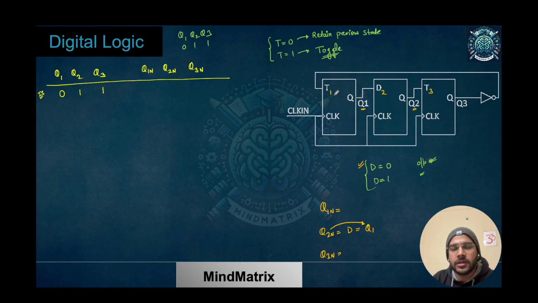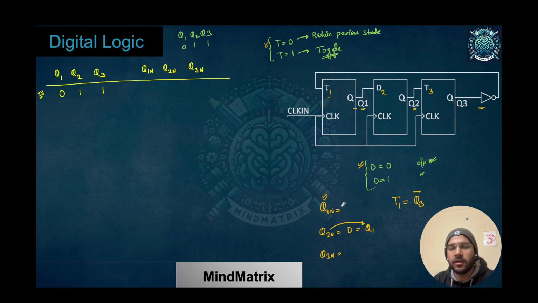Right, now carefully see this. In case of T flip-flop, as I told you, when T is equal to 0, it retains the previous state. If T is equal to 1, it is going to toggle. Now Q1n, the next state, will depend on the value of T1. And what is T1 actually? T1 is taking the input from Q3 complement. So we can write here T1 is equal to Q3 complement. So now your Q3 complement will decide the value of T1, and your T1 will eventually decide the value of Q1n.